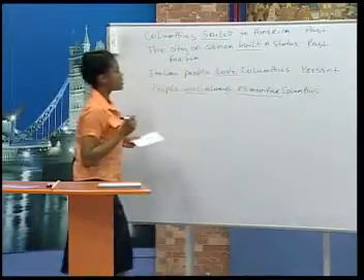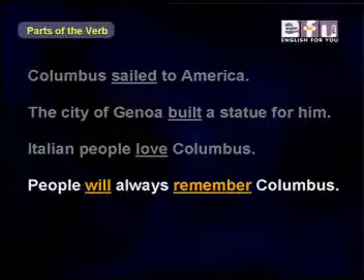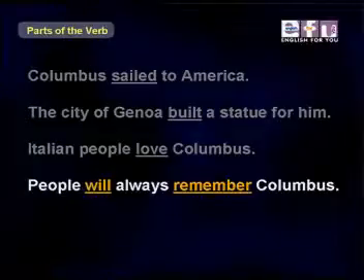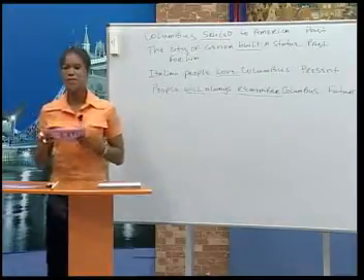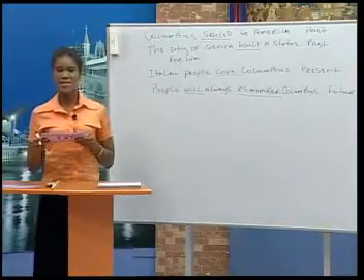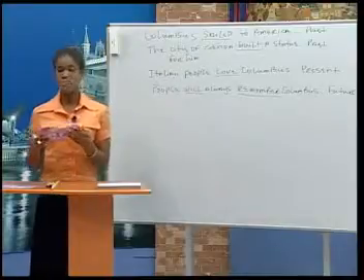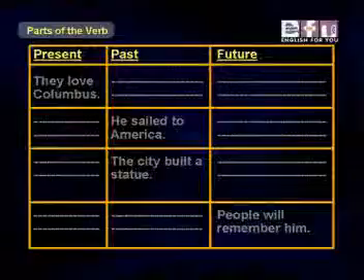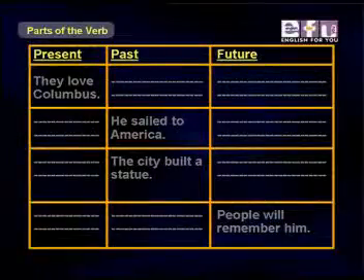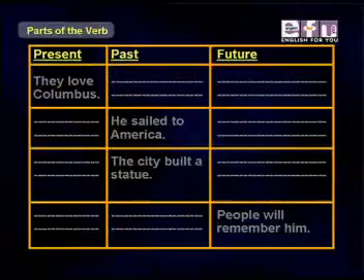Sylvia, what about sentence 4? It is a future sentence. Will remember is simple future. Good. Now let's practice. We're going to make all these sentences present, past, and future. We'll fill in the following table. Take a look at your screen. Okay, first, in the present column, we have the sentence, they love Columbus.